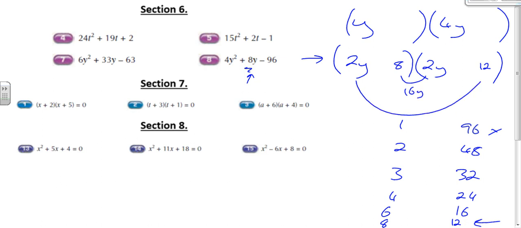2y times 12 is 24y. Can we use 16y and 24y to make 8y? Yes, we can. It needs to be plus 24y minus 16y. So to make minus 16y, it needs to be minus 8 times 2y. To make 24y, it needs to be 2y times 12. So that is our final answer.